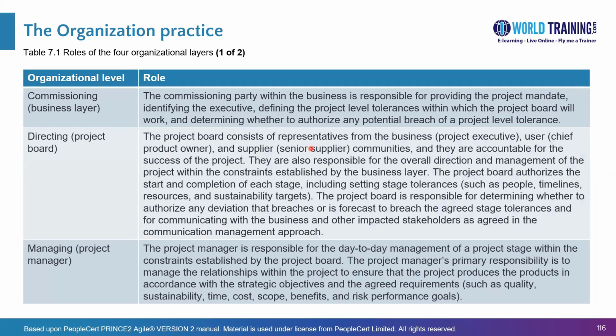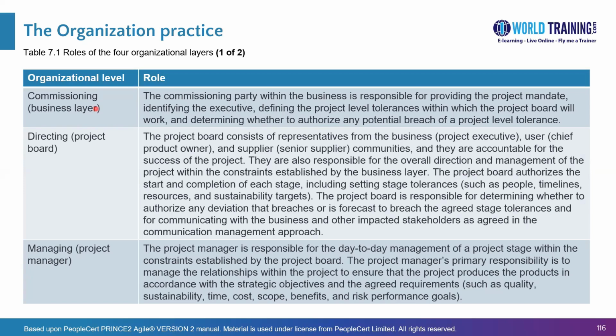These are the 4 layers within PRINCE2 Agile. First of all, the business layer. As we were just discussing, it is very similar to that here, but we have different layers. Previously, we were looking at the various core stakeholders or stakeholder interests, but now we have the business layers.